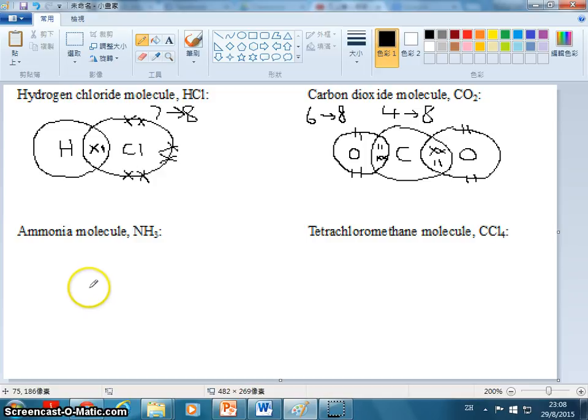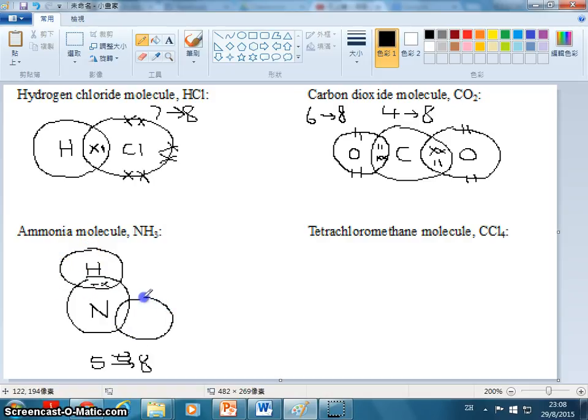So for ammonia, hydrogen will share 1 electron with the nitrogen. Okay, that is easy. But for nitrogen, how many electrons does it have? It has 5 electrons. So to become octet, it needs 3 more. So that's why forming 1 covalent bond with hydrogen is not enough. It will form 2 more covalent bonds. Right, each of them is a single covalent bond.